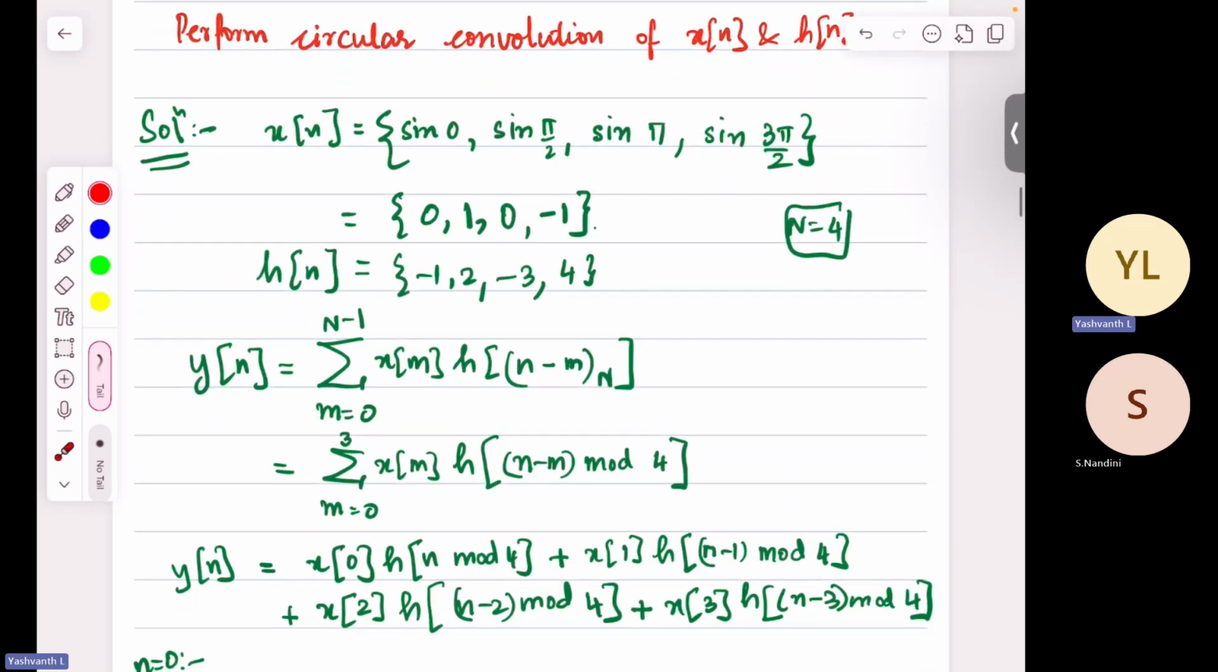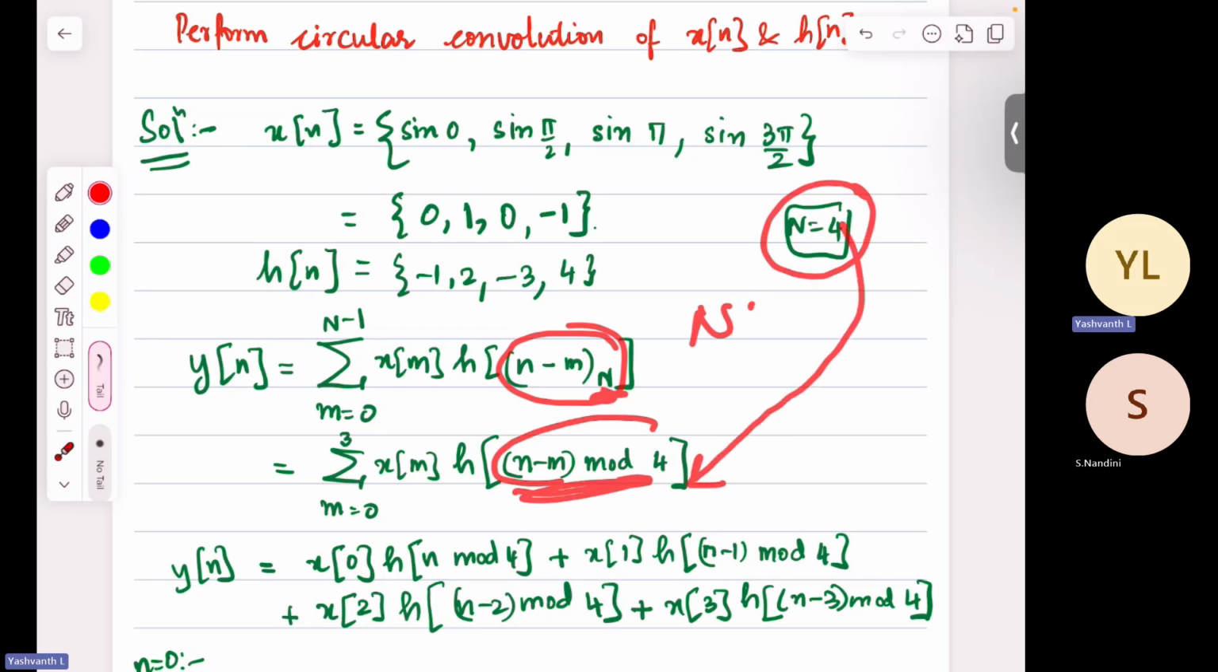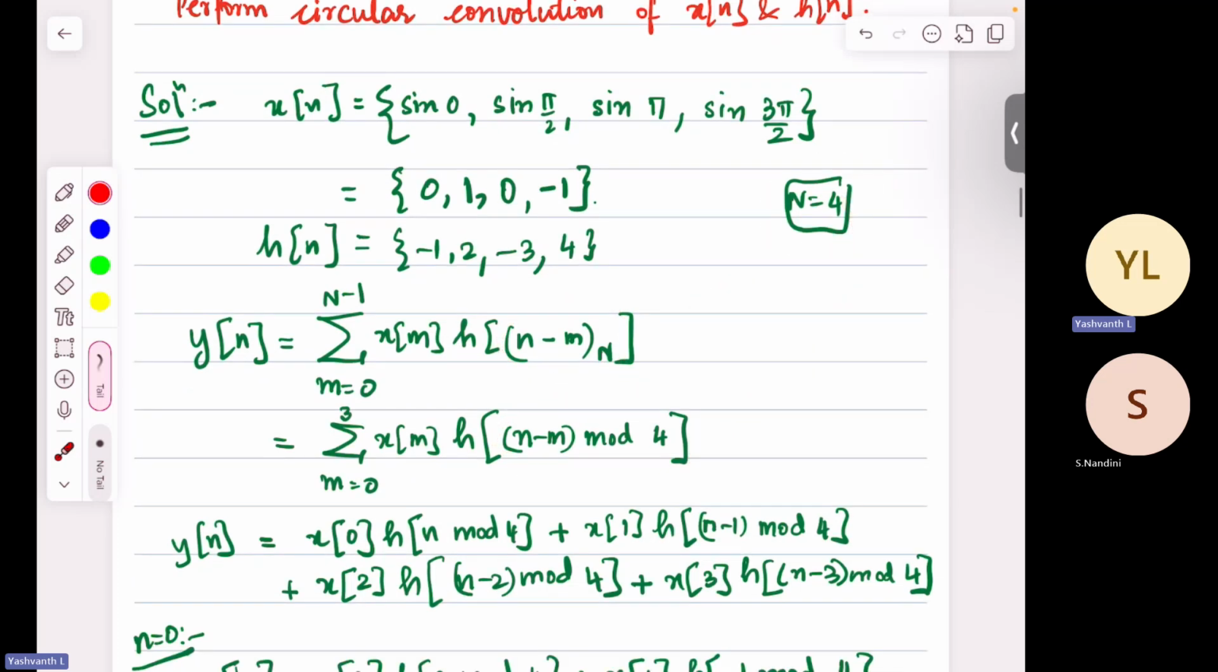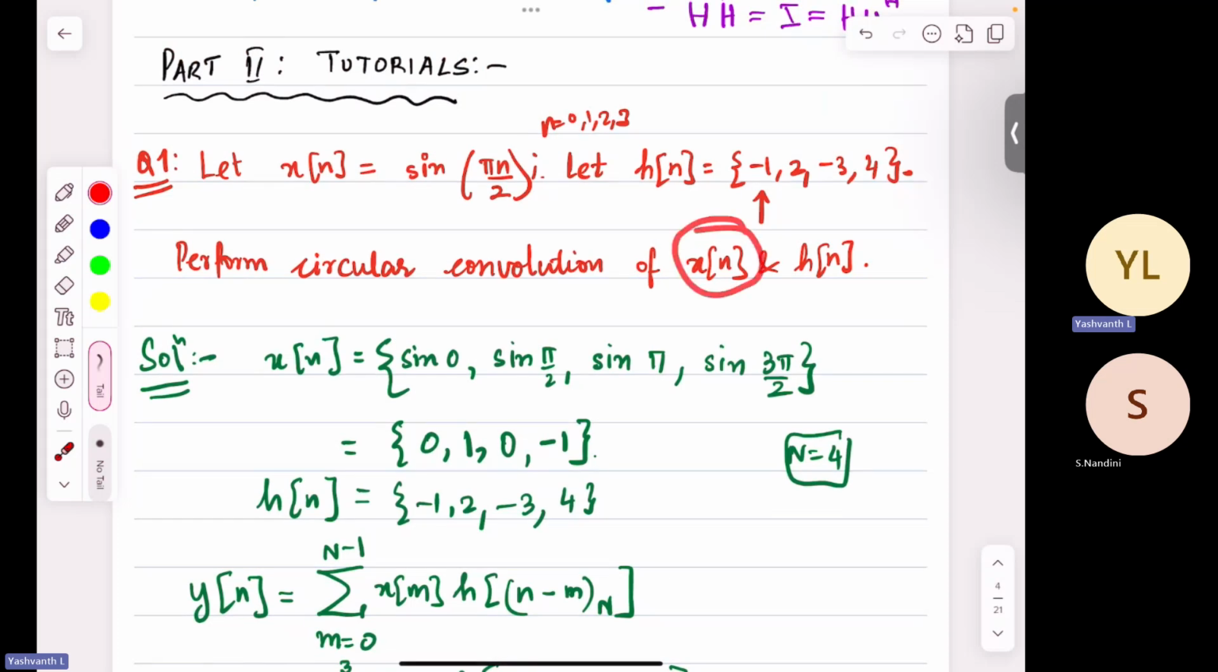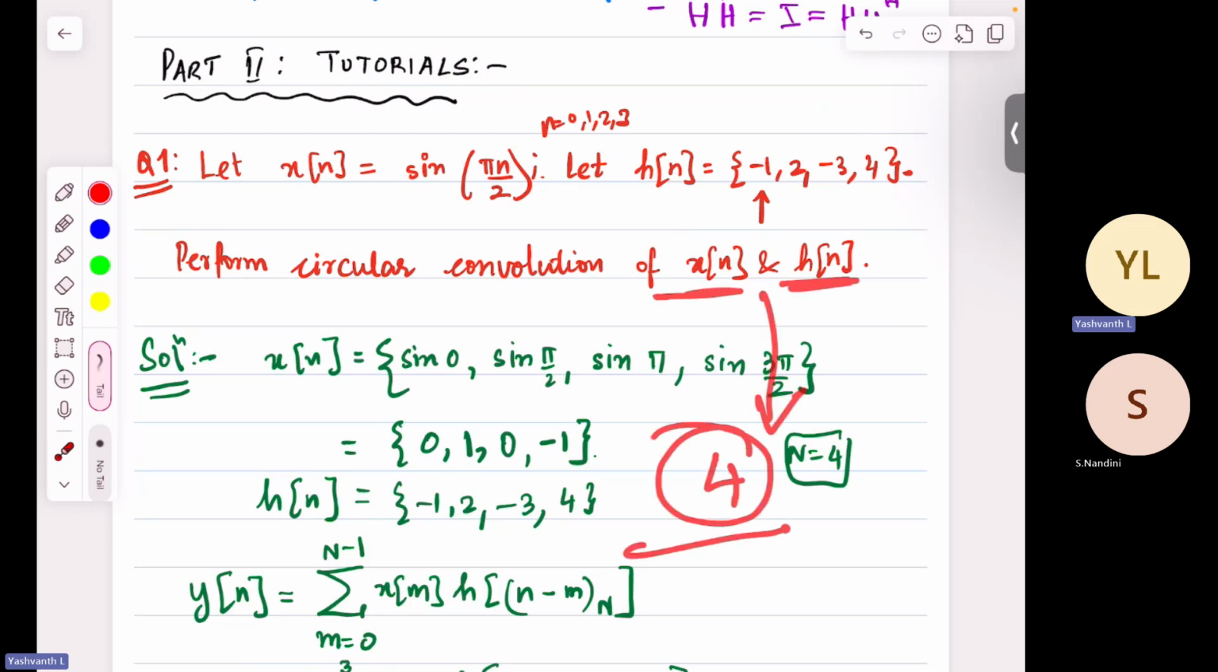Now circular convolution we need to do. Just apply the definition: y of n is the summation over m equal to 0 to capital N minus 1 of x of m times h of (n minus m) modulo N. Here capital N is 4, so this is n minus m modulo 4. This is a 4-length sequence and this is another 4-length sequence. Circular convolution will always give the same length sequence. So if you convolve two 4-length sequences, the circular convolution will also be a 4-length sequence. That is a property of circular convolution.